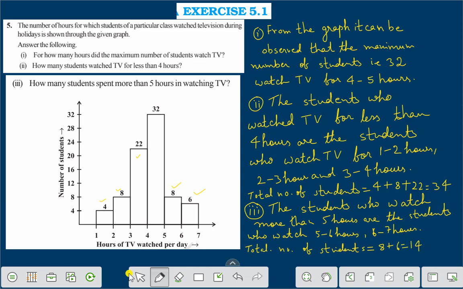Right? Again we are repeating, that is how many hours did the maximum number of students watch? Maximum number of students 32 and they watch 4 to 5 hours. This group, right? And how many students watch TV for less than 4 hours? For less than 4, means this group and this group, right? That means 4, 8 and 22, that is 34. And how many students spend more than 5 hours in watching TV? That is this group and this group. That is 5 to 6 hours and 6 to 7 hours, that is 8 plus 6 is 14.